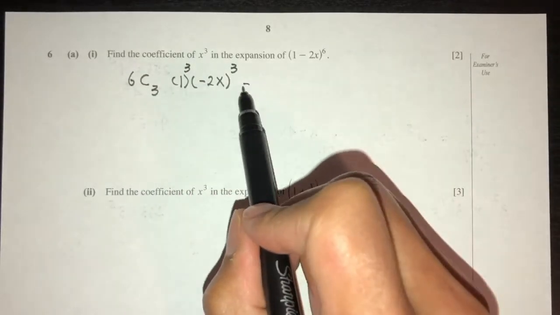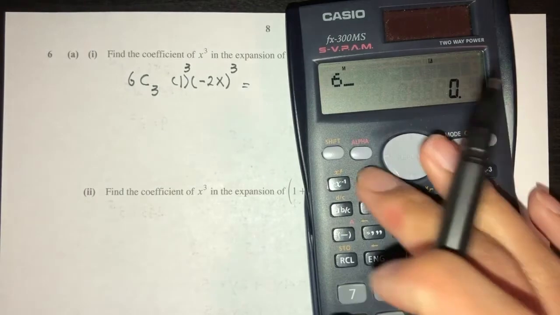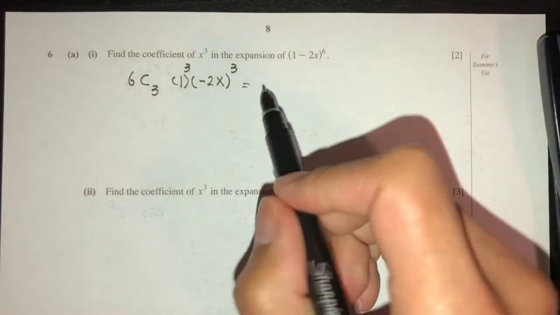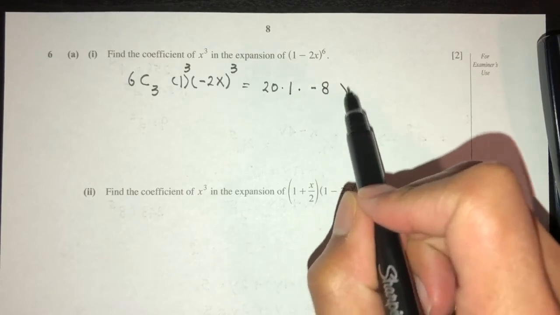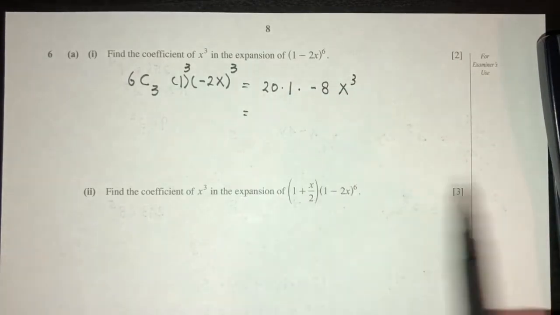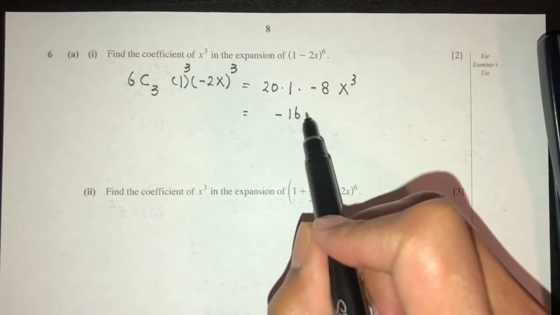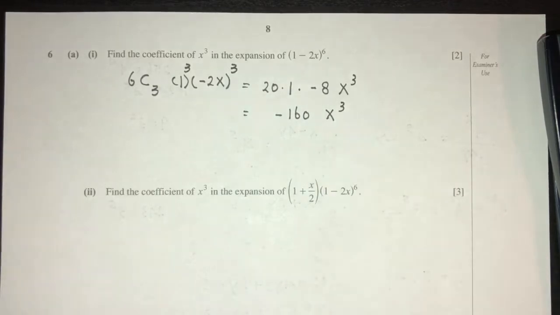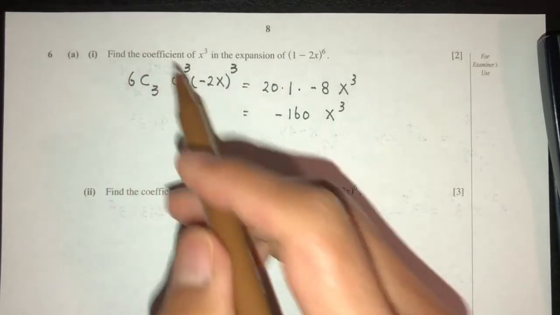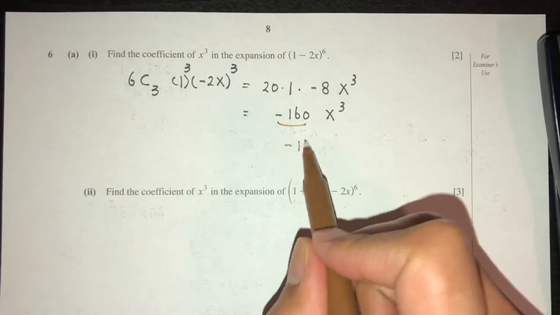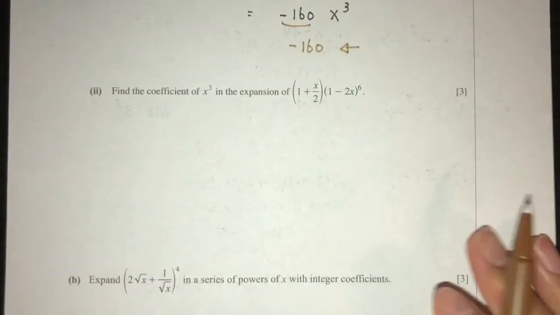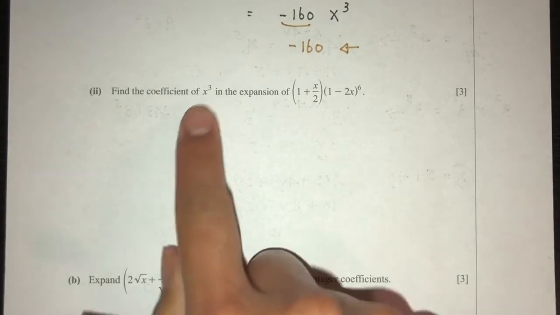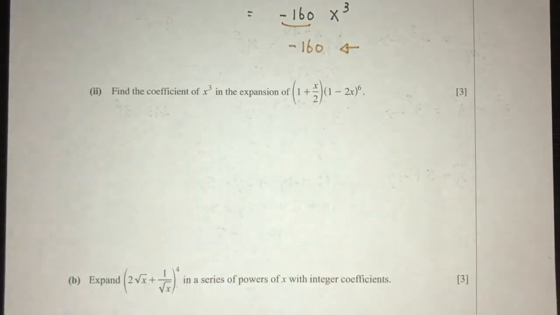So now we can simplify. 6 choose 3 is what? It is 20. 20 times 1 times minus 8x cubed. That will be minus 160x cubed. So the coefficient of x cubed will be minus 160. That will be your answer for part 1. Now for part 2, find the coefficient of x cubed in this expansion.